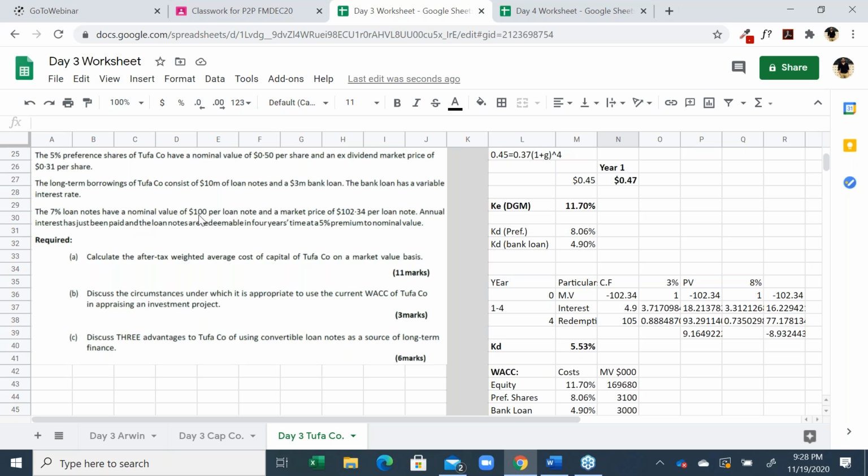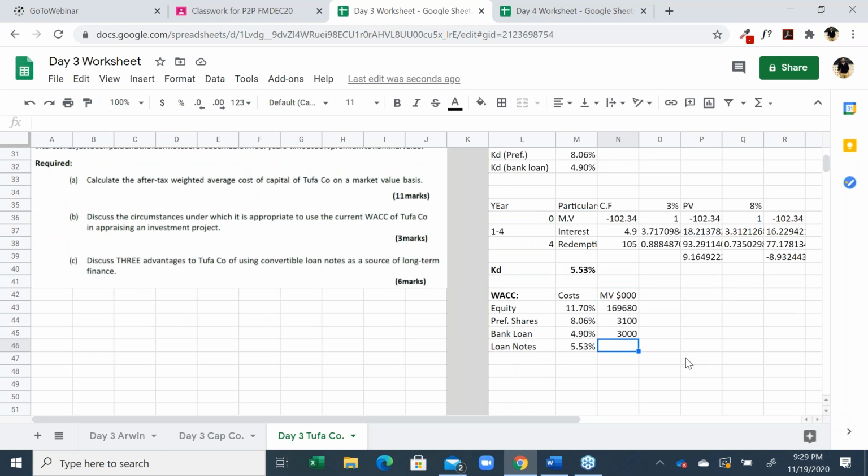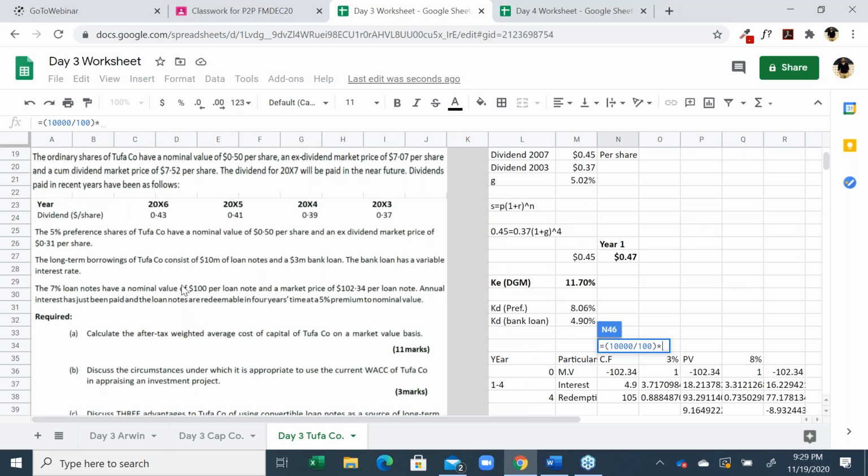The loan notes have a par value of 100 and the total value of 10 million. So 10 million means 10,000 divided by 100 and multiplied by the market price, which was 102.34.